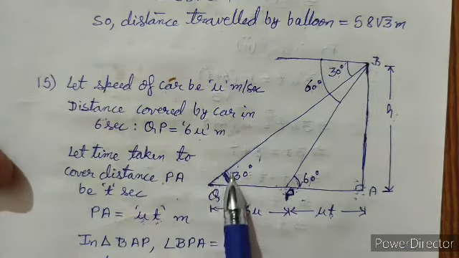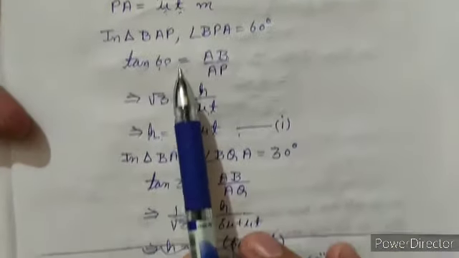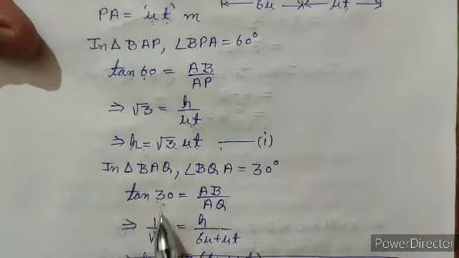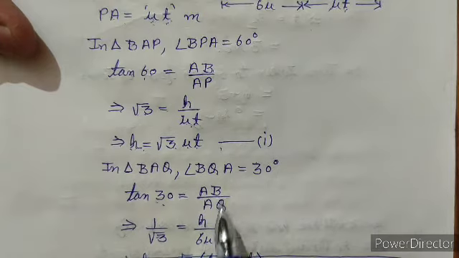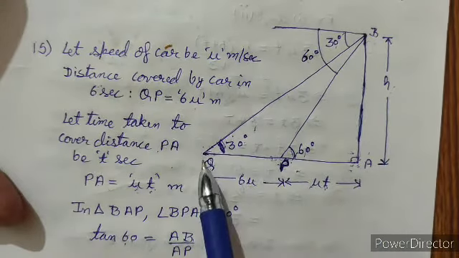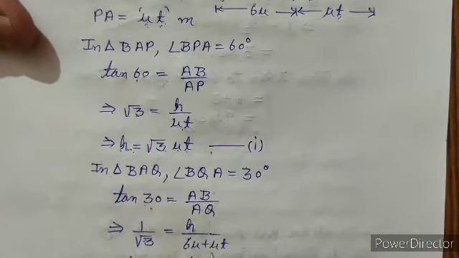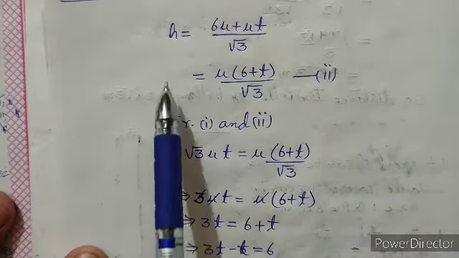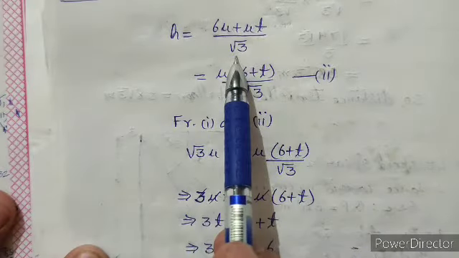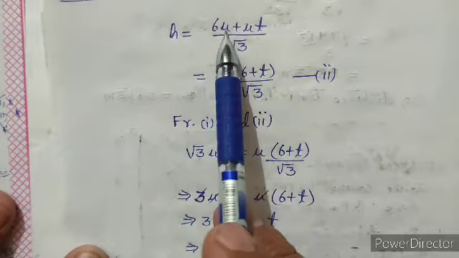Now in triangle BAQ, tan 30 will be equal to AB upon AQ. Now here value of tan 30 will be equal to 1 upon root 3, and AB we have taken as h. AQ will be equal to AP plus PQ, and that will be ut plus 6u. And on solving it, we will get the value of h as 6u plus ut upon root 3, and that will be equal to u into 6 plus t upon root 3 on taking u as common.